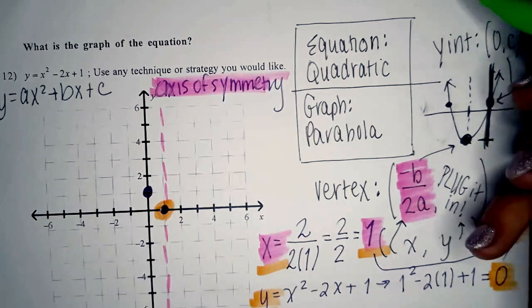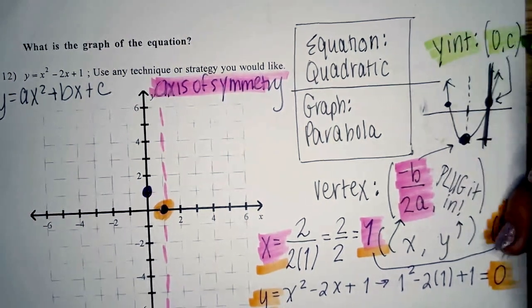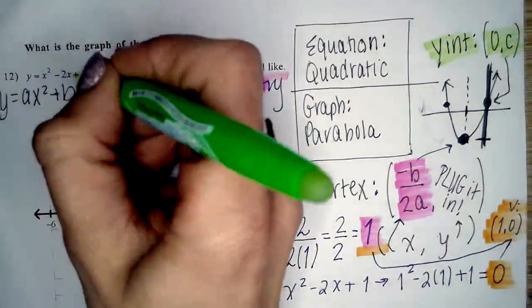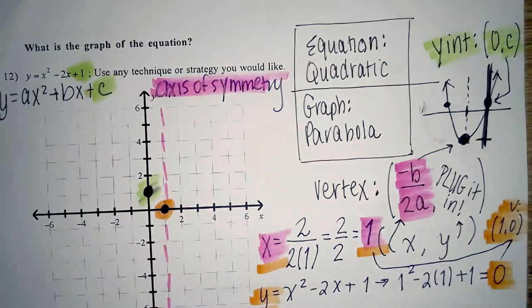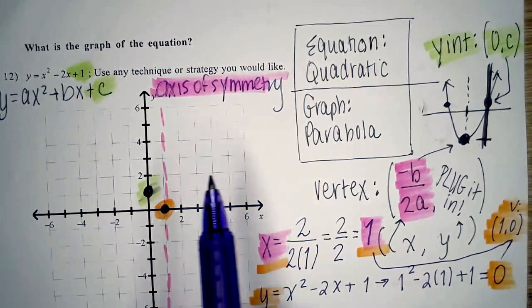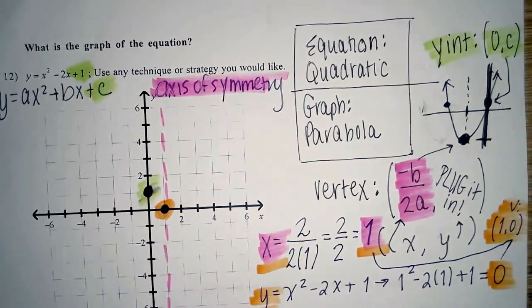Then my y-intercept, which is always 0, comma c. That's the positive 1, and that was this point right over there. Now, I know that the pink line is the line of symmetry. What other point can I draw on my graph if it's symmetrical? So what ordered pair would it be?